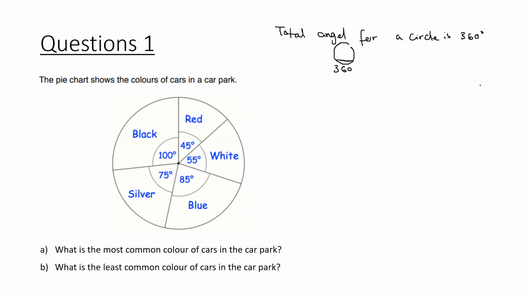Okay, so this question was asking you what is the most common. Using the degrees that it showed you, the most common colour of the car in the car park was black, because that's the one with the biggest amount of degrees. And then the least common car was red, as that's the smallest section.